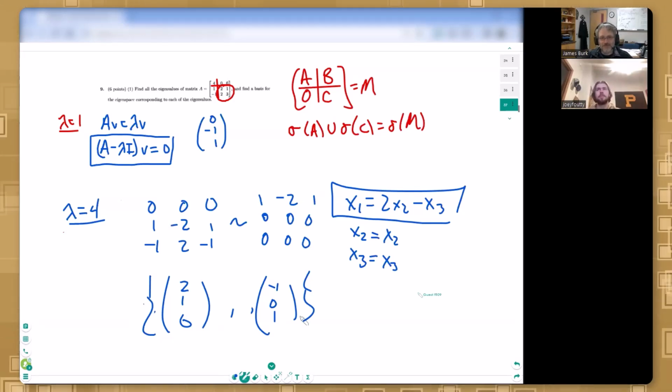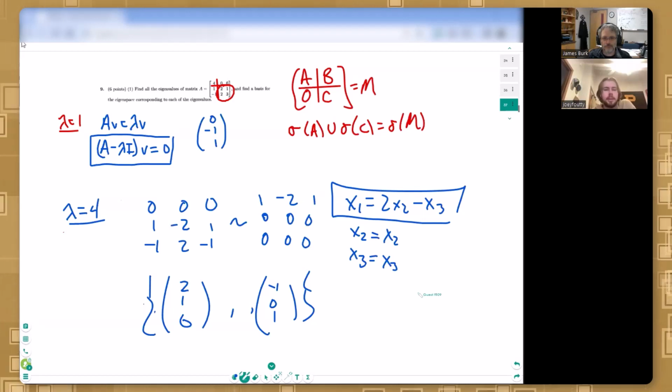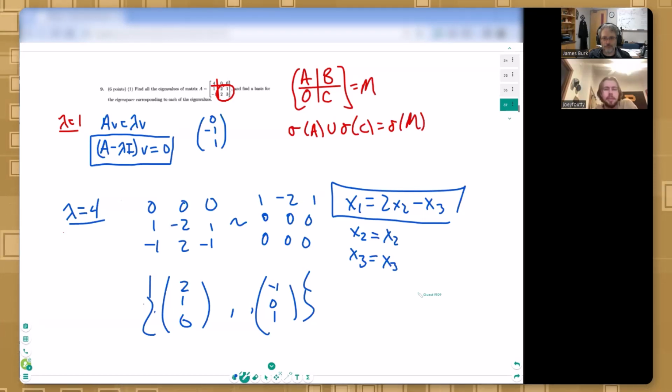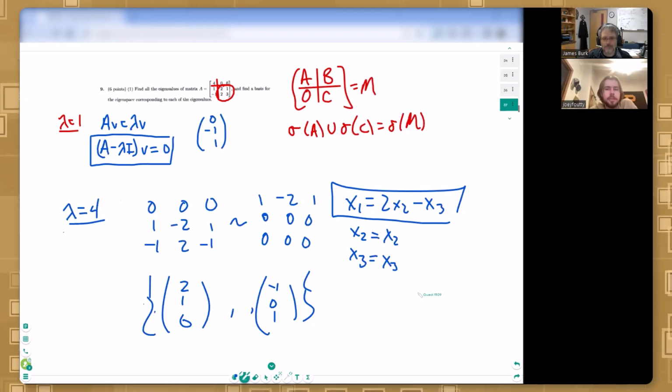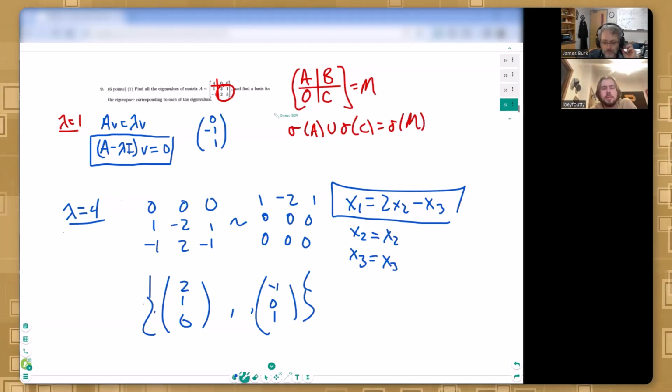Okay, let me pause there and we'll see if that's making sense. I think for finding the eigenvalues of the block matrix, I'm not sure if I fully understand.